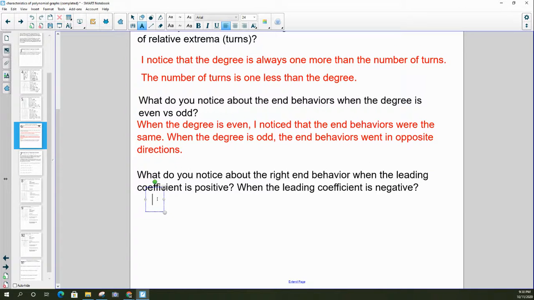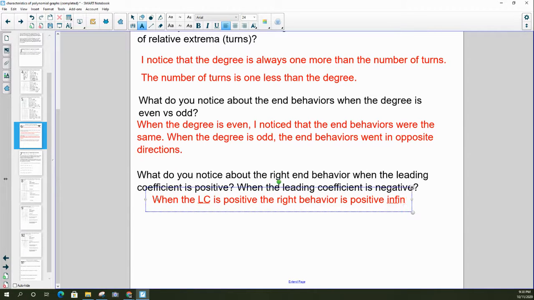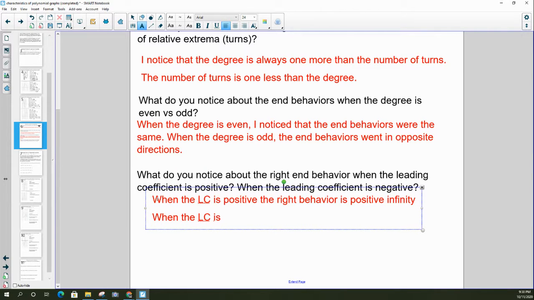Okay, so when the leading coefficient is positive, right end behavior is positive infinity. When the leading coefficient is negative, right end behavior is negative infinity.